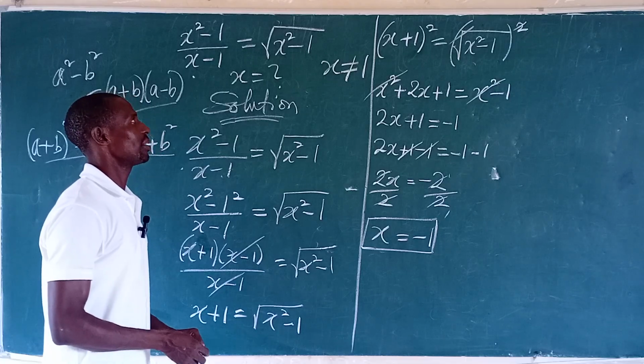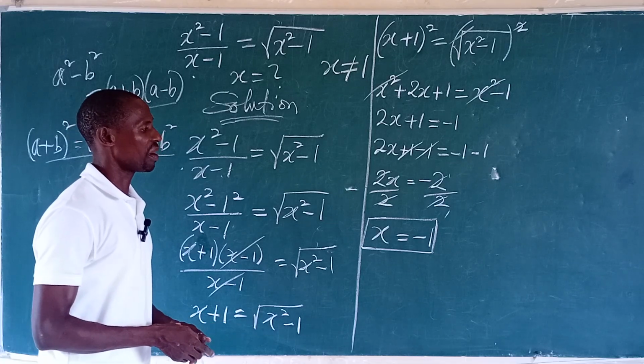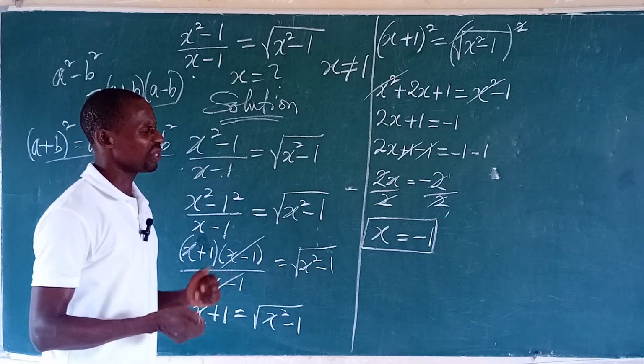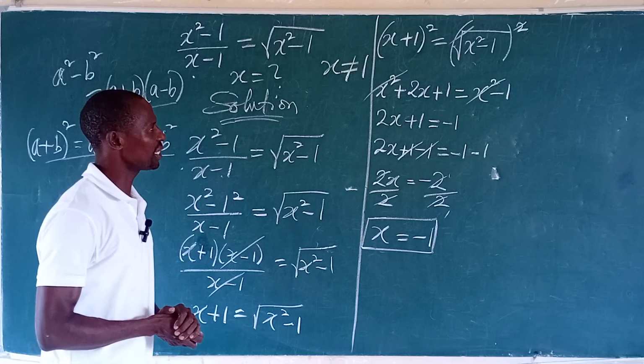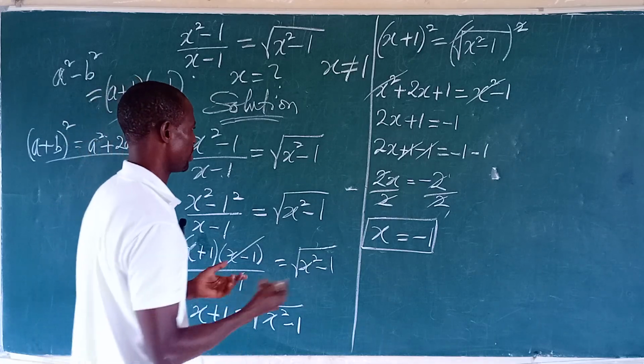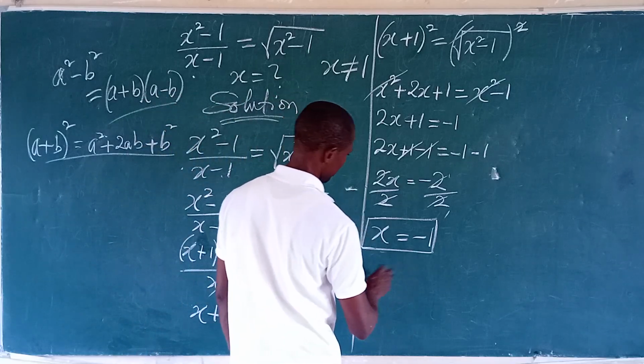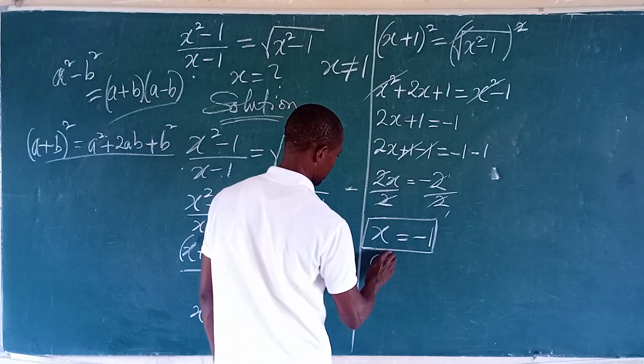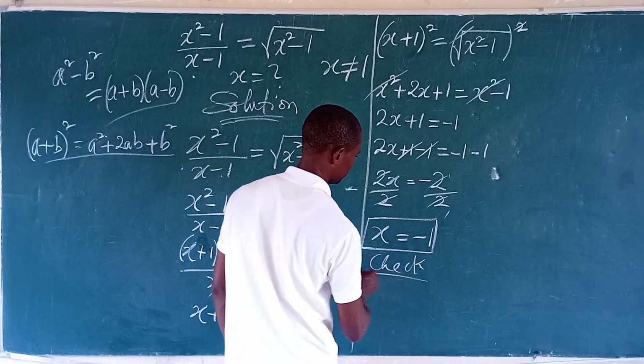All right. Now, if we have our x to be minus 1, can we do a simple check to see if this actually satisfies the original equation? Yes, we can do that. So let's take our check. We're going to have here check. Let's take it from here, check.